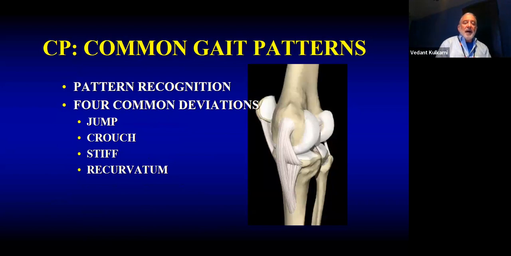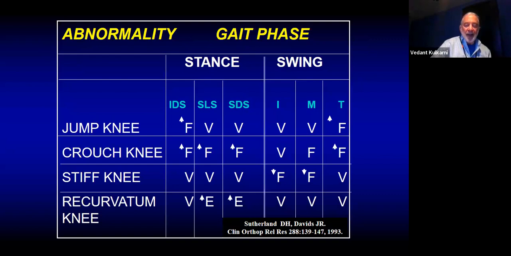Okay, final topic is common gait patterns. We recognize four common gait patterns: jump, crouch, stiff, and recurvatum. Although they focus on the knee, they actually are considering all of the joint segments, primarily in the sagittal plane. And here's a table from the classic article describing these. And you can see I'm on there. I was a fellow, and I sought to organize the brilliant thinking of my mentor, Dr. Sutherland. It was a great experience for me to be part of this.